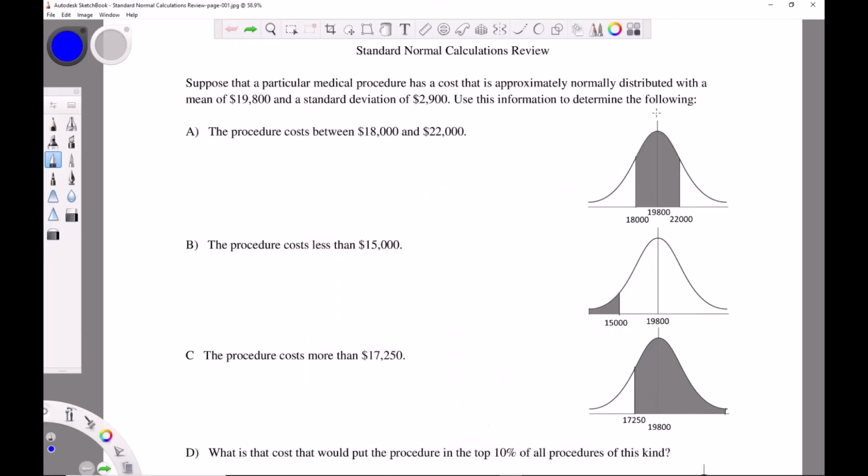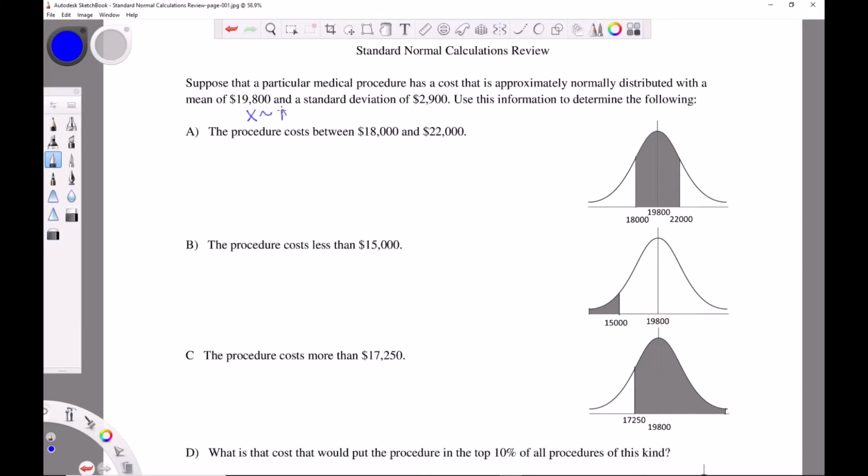All right. We're going to be looking at standard normal calculations, and this worksheet should be up and posted for you. If you want to either do it ahead of time, just pause the video and work this ahead of time and see if it matches up to what I'm doing, or you can work along with me, whatever. So suppose that a particular medical procedure has a cost that is approximately normally distributed. All right, so we can just go ahead and define this, which again, your AP people like.